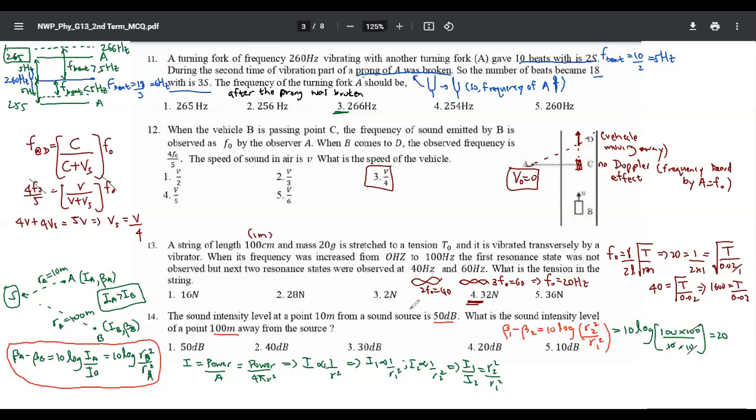20 is the difference. Beta 1 is 50 minus beta 2, the new one, that is equal to 20. Why did I put beta 2 minus? Because beta 2 is at 100 meters away, so it should be a lower value. Therefore, beta 2 is how much, people? Come on, this is 20 here. Beta 2 is 30 decibel. Okay, fine. 30 is the answer for 40.